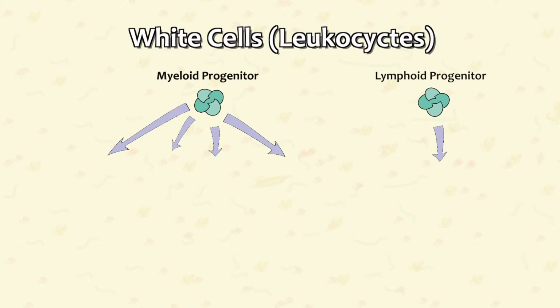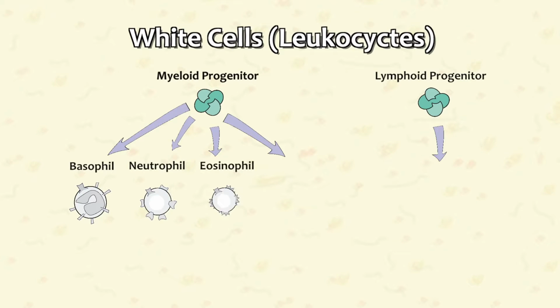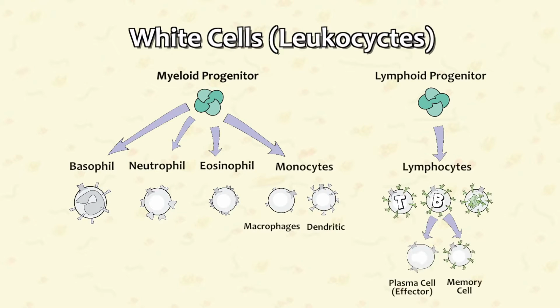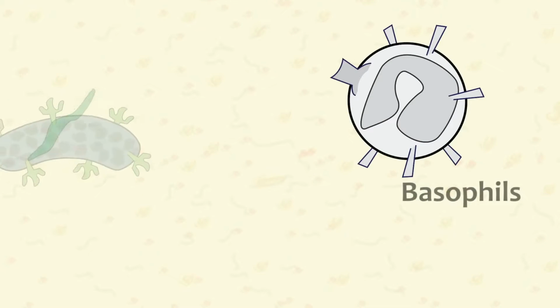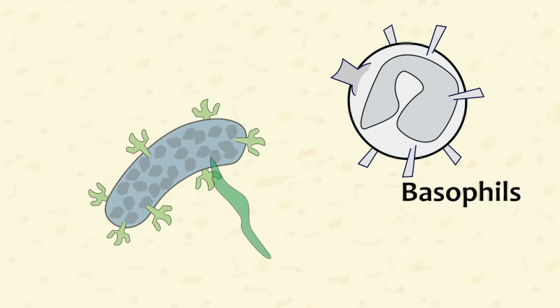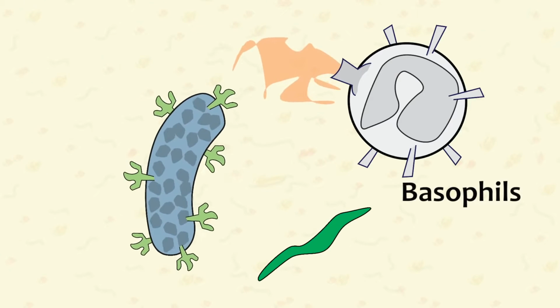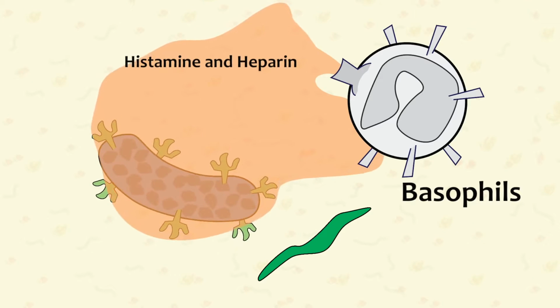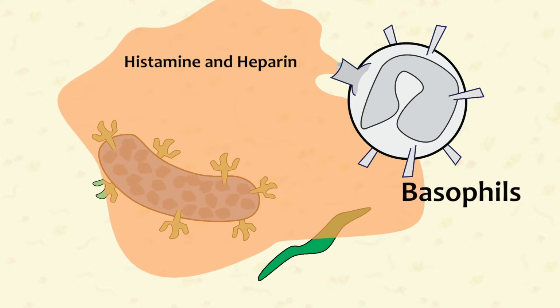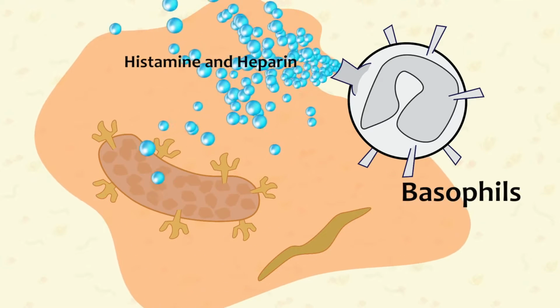body. There are 5 major groups of leukocytes: basophils, neutrophils, eosinophils, monocytes, and lymphocytes. Let's start with basophils. These white cells defend against parasites and bacteria by releasing histamine and heparin. Heparin is a blood-thinning substance, and histamines are what cause allergy symptoms.